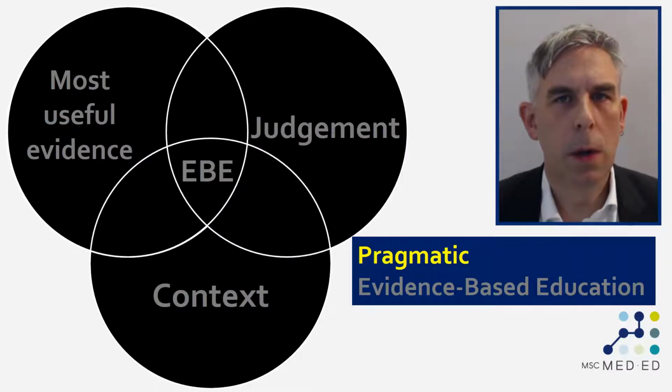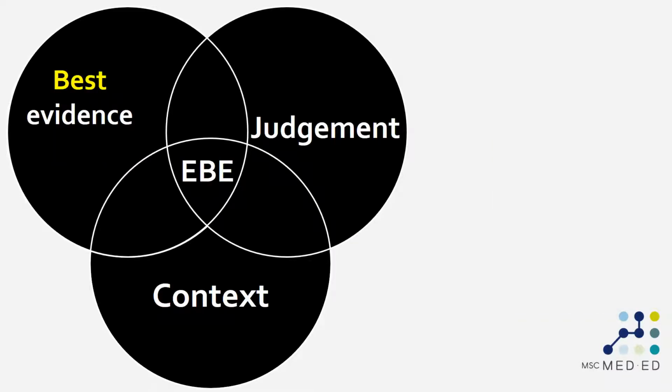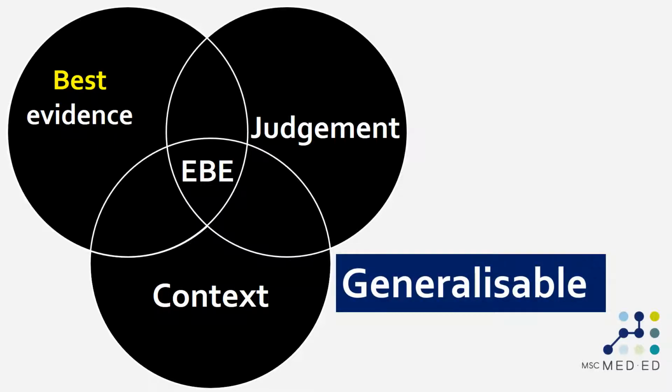In this video, I want to talk a lot more about the prefix to the name of the model, pragmatic. What does it mean to be pragmatic, and why have we chosen this prefix? Most models of evidence-based practice talk about the use of the best evidence, the best available evidence. This is very common in clinical practice. The key feature of the best available evidence is often that it is generalizable.